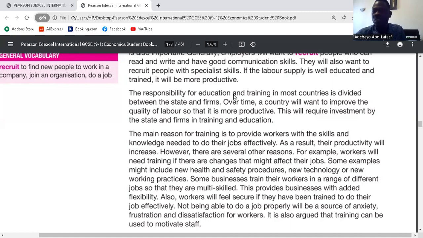So what does education and training do? Education and training brings about improvement in your knowledge. Those skills you have, you improve in them. Those that do not have will now have. So that is the importance of education and training.